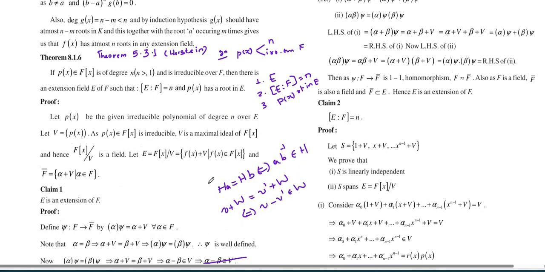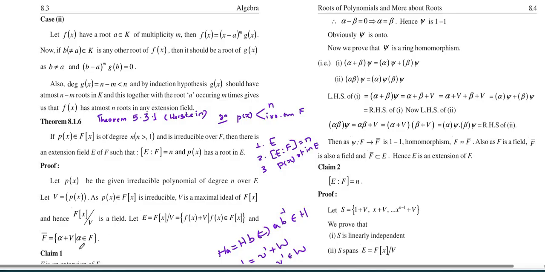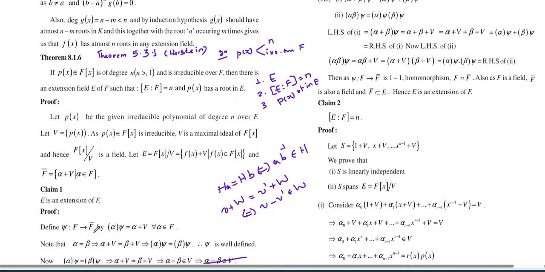Now psi is obviously onto, because to every alpha over here you have alpha + V. Any element in our F bar is only of this form, so obviously alpha acts as the preimage. So psi is one-to-one and onto, and now we are going to prove that it is a ring homomorphism. So we consider alpha + beta. See, what is your psi? Your psi is a mapping from F to F bar.